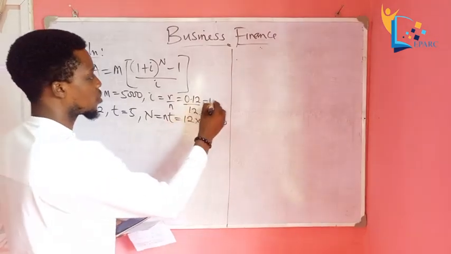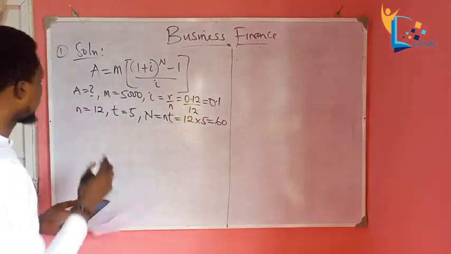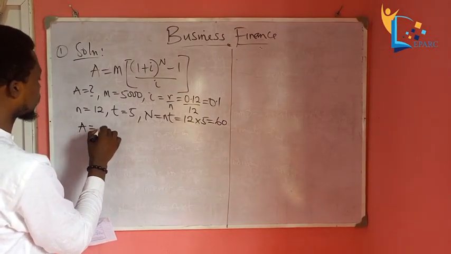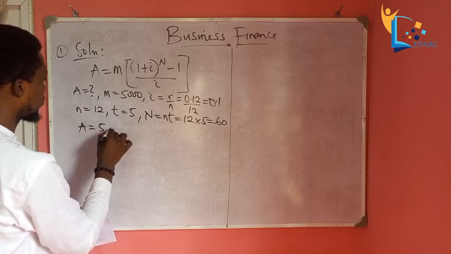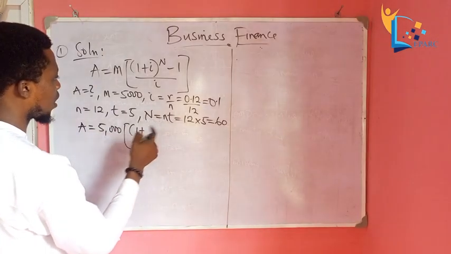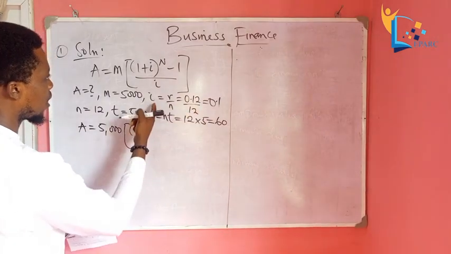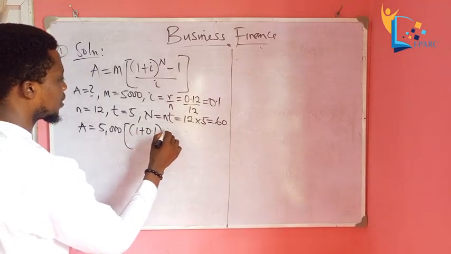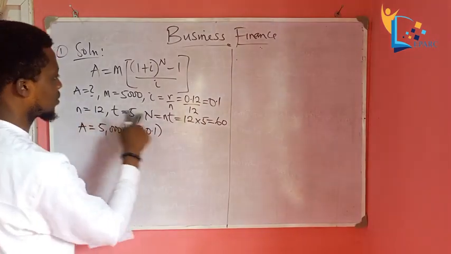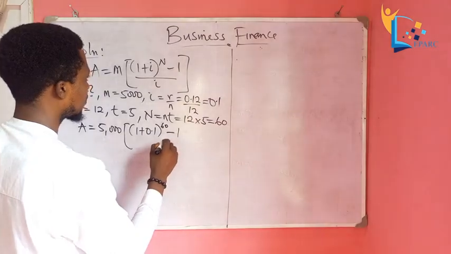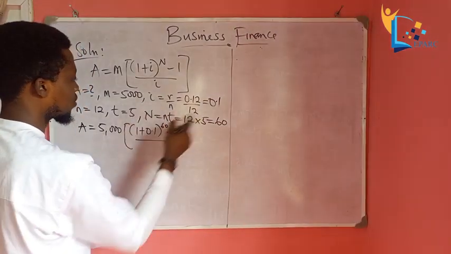So this here will give us 0.1. Okay, all right. Now let's substitute them. We have A is equal to M, which is 5,000, open brackets, 1 plus I, sorry, 0.1, okay? Then raised to power N, where N is 60, minus 1, all over I.